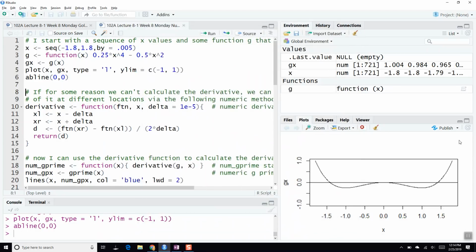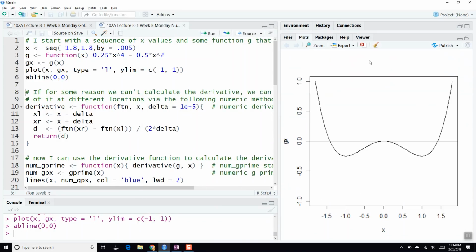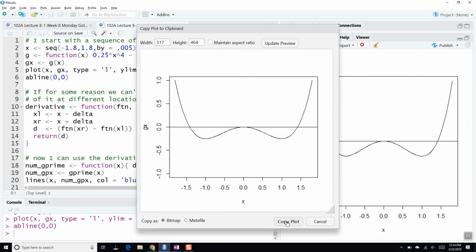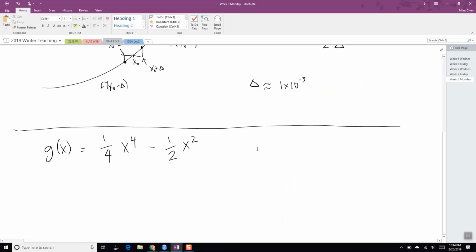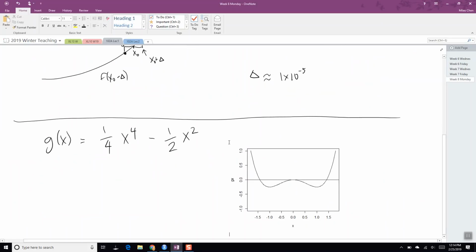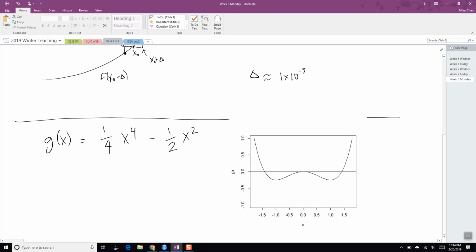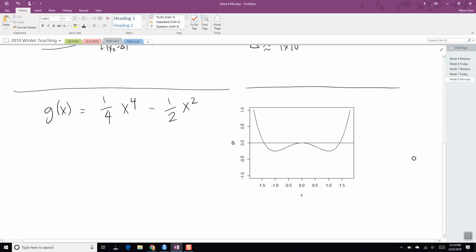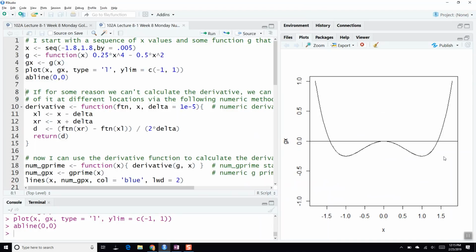Let me just copy this plot to the clipboard. Let's throw this in here. Here's our function. Great. And so let's say we want to find a local min or max, right? So we're going to try to optimize these. We've got 3 locations, -1, 0, and 1. This is just the x-axis for us, okay?